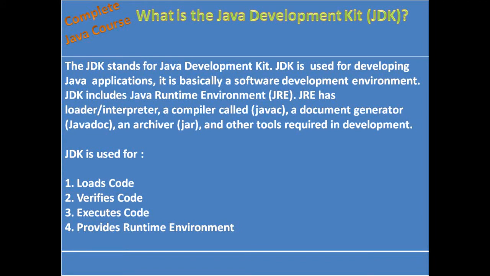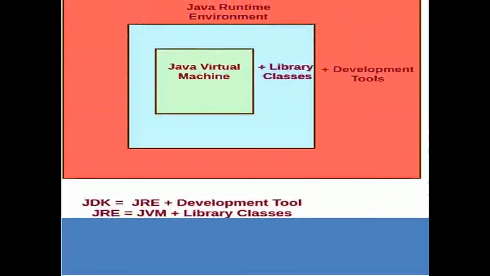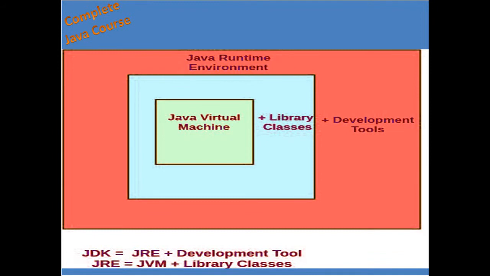It provides the tools for developing a Java application. JDK is used for loading the code, verifying the code, executing the code, and providing a runtime environment. So you can see in the picture Java Runtime Environment, JRE. JRE has the main component JVM, Java Virtual Machine. We will learn in depth about the Java Virtual Machine, plus library classes, plus development tools.